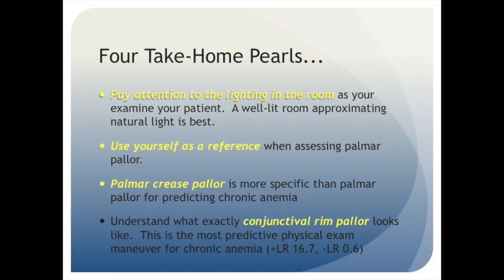Finally, take the time to learn how to do a good conjunctival rim exam, as conjunctival pallor is the most predictive physical exam maneuver for assessing chronic anemia, with a positive likelihood ratio of 16.7 and a negative likelihood ratio of 0.6.